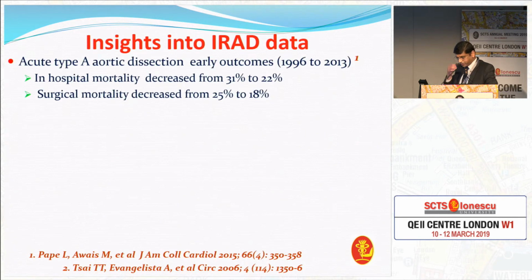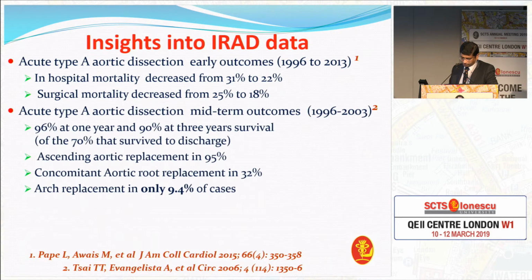So acute type A aortic dissection, if you look at the early outcomes over a 17-year period from 96 to 2013, the in-hospital mortality decreased from 31 to 22%. And this is probably largely due to the surgical mortality decreasing from 25 to 18%. It is still high, but then it includes all patients that come along. And this is the trend between 96 to 2013.